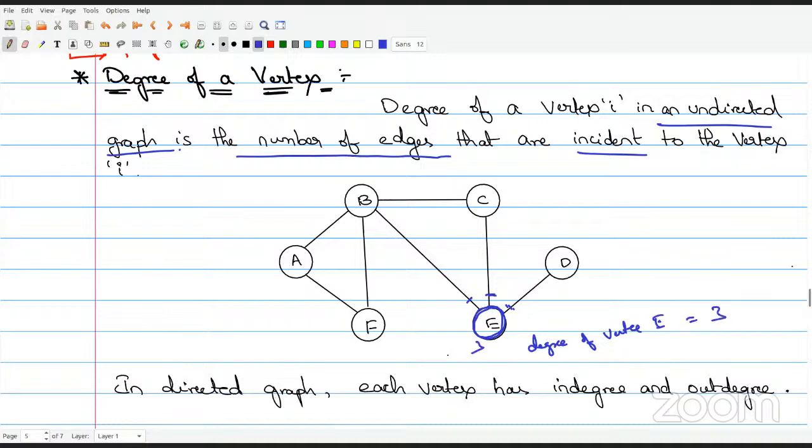That's it. You have to count the number of edges that are connected to that vertex. See, these are called the term incident. Incident means it is between an edge and a vertex. If they are connected, they are called incident.